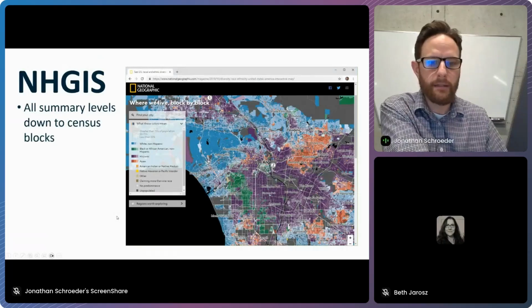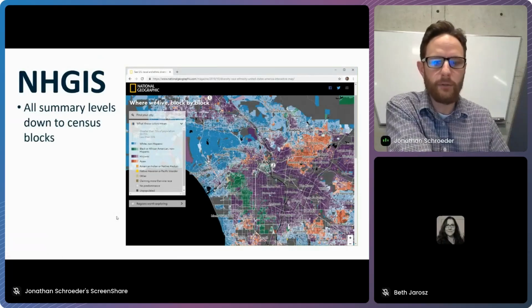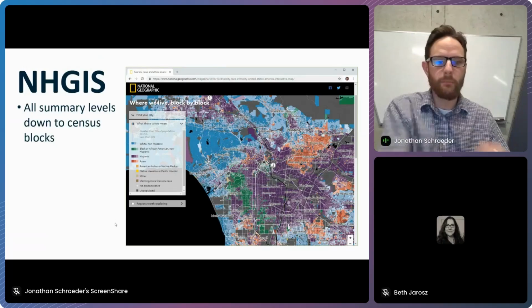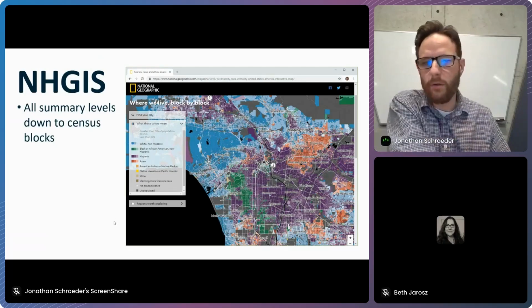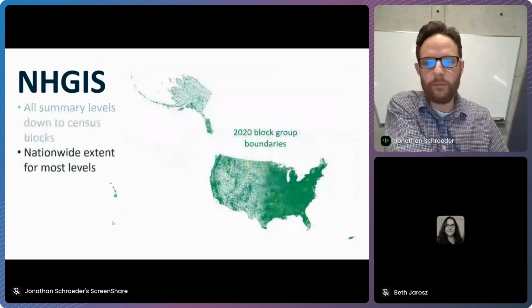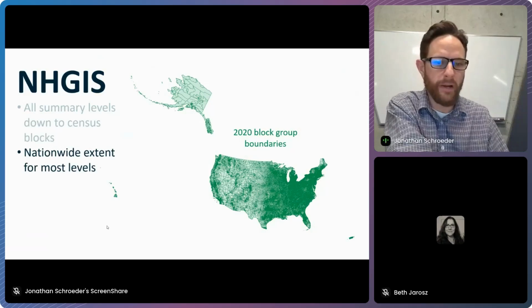So you can get data like this that the National Geographic used from our site to indicate ethnic composition by block in Los Angeles and across the country. And one reason why people often do come to us for very small area data is that we provide nationwide extent for most levels. Here's an example of a shapefile for 2020 block group boundaries. That includes all of the US and Puerto Rico in one file. You don't have to stitch it together yourself.